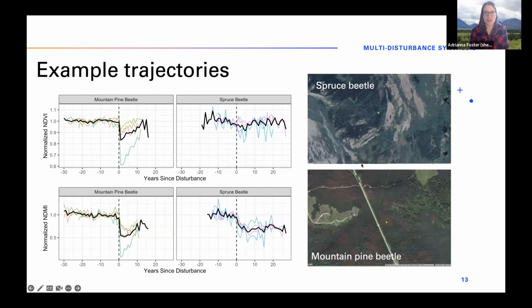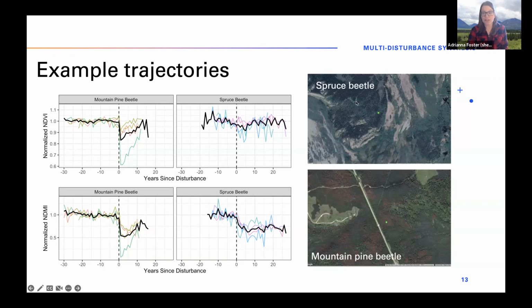Here are some trajectories for spruce beetle and mountain pine beetle, which are aggressive bark beetles. This would be within our biotic disturbance types. For mountain pine beetle, on the bottom, you can see a drop in NDVI and NDMI, especially for this green site. The green dot is where the site is located. This change corresponds to the characteristic shift from green to red needles in infested trees. You can see these red needles here.